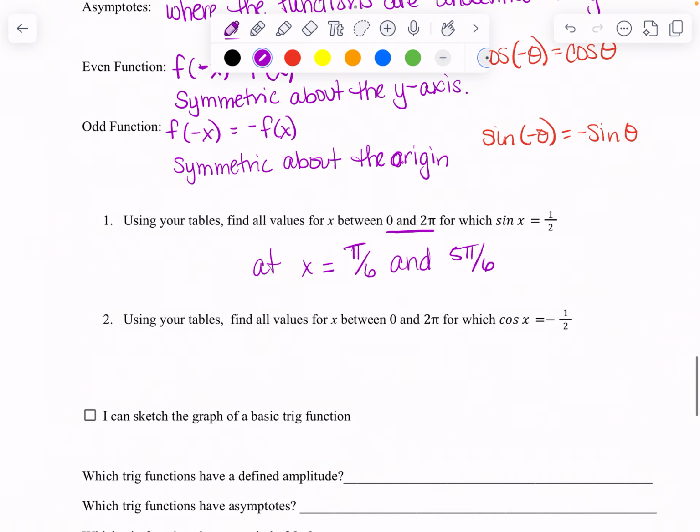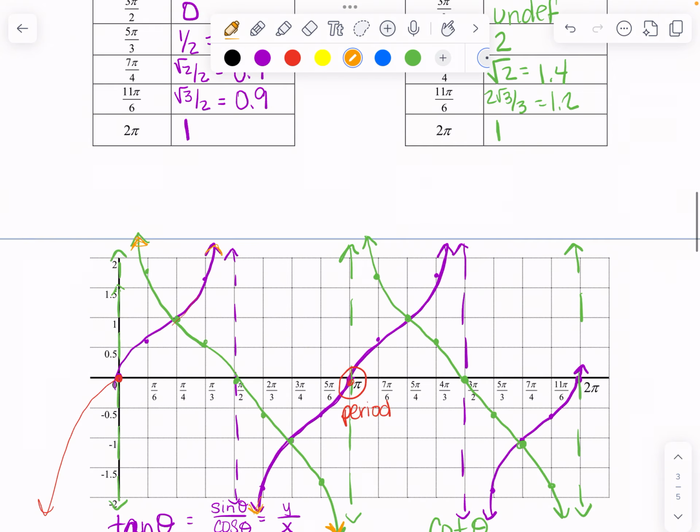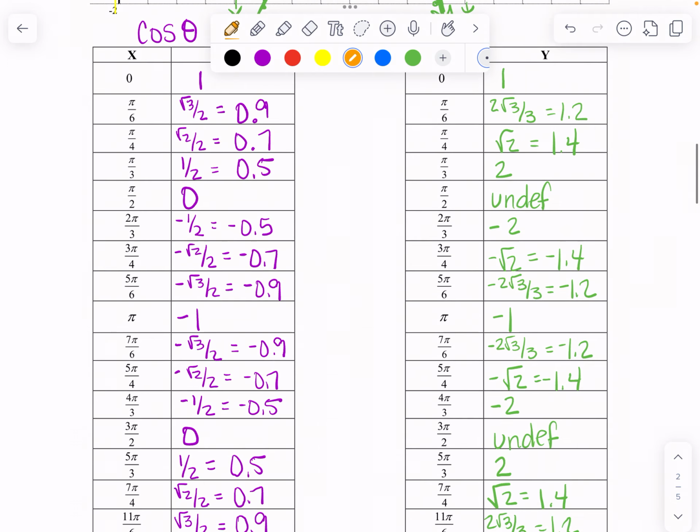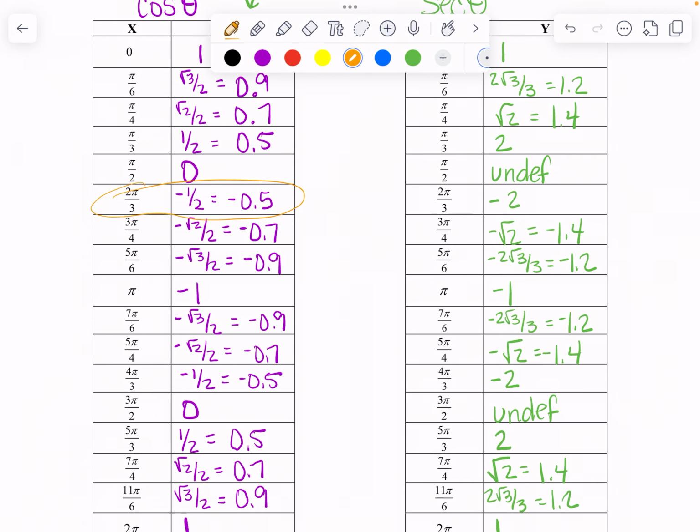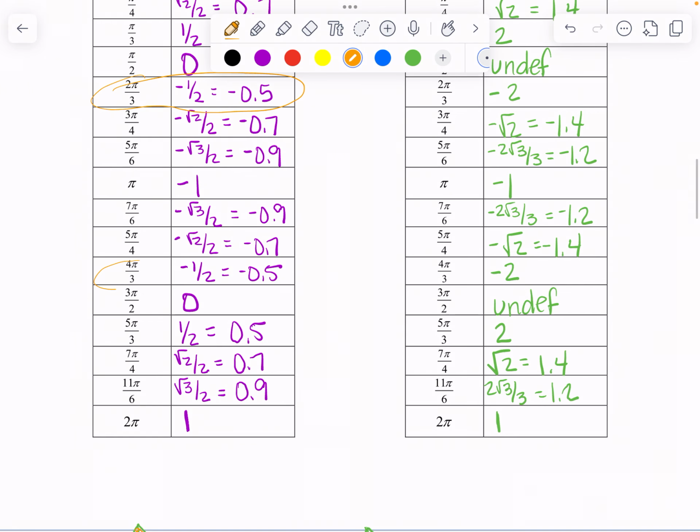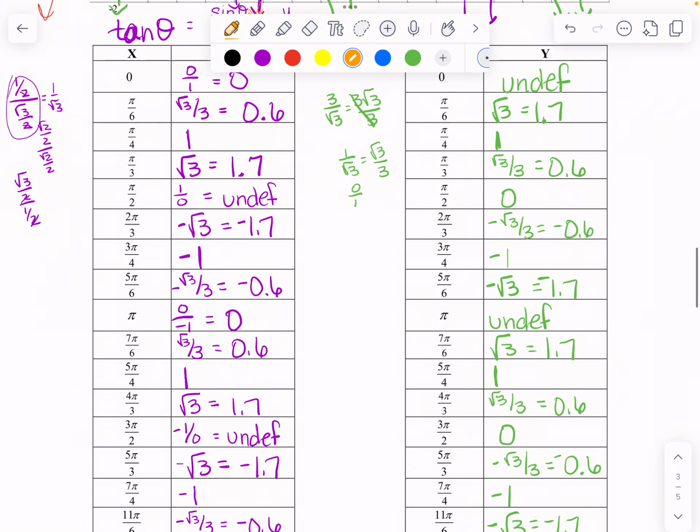Okay, then it says, using your tables, find all the values of x between 0 and 2 pi for which the cosine is equal to negative 1/2. Okay, negative 1/2. We want cosine. I'm going to go to my cosine graph. Negative 1/2 right there at 2 pi over 3 and at 4 pi over 3.